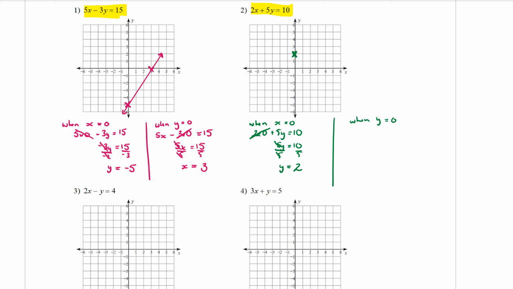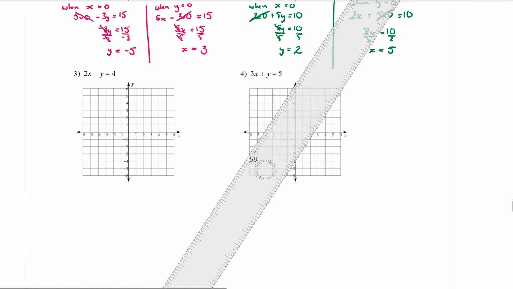Now for the second one, I want y is equal to 0 into that equation. So that is 2x plus 5 times 0 equals 10. 5 times 0 is nothing, cross it out. 2x equals 10. Now to get the x by itself, I'll divide by 2. X equals 10 divided by 2 is 5. So x equals 5 is my other intercept. And connect it up.